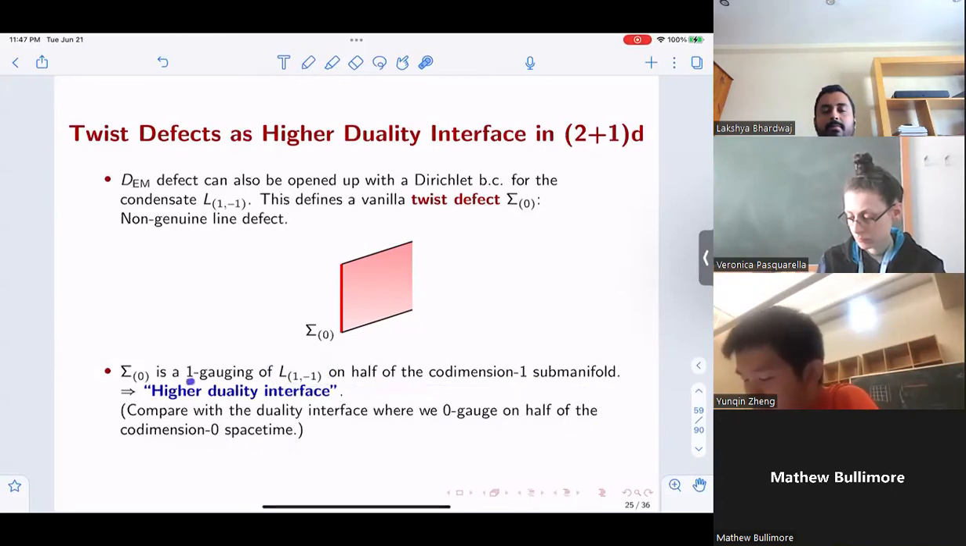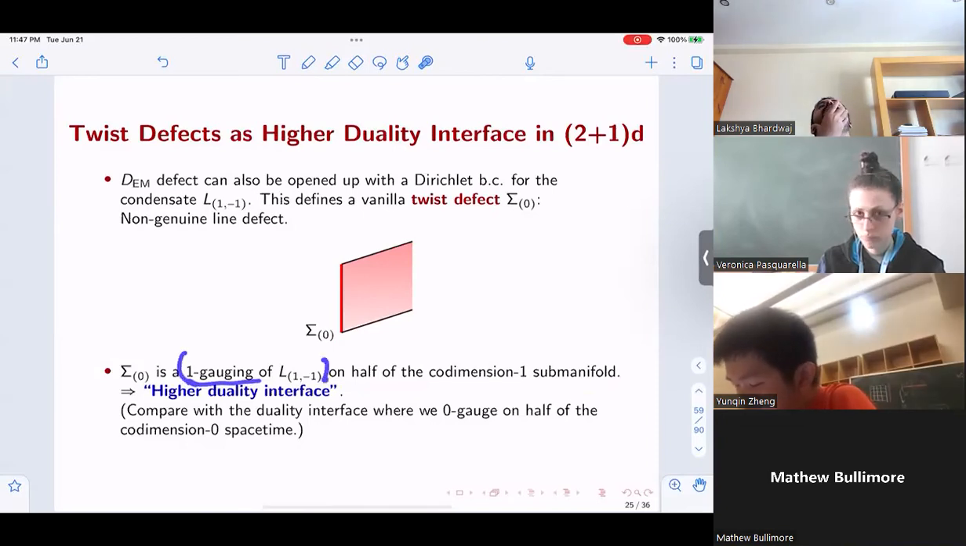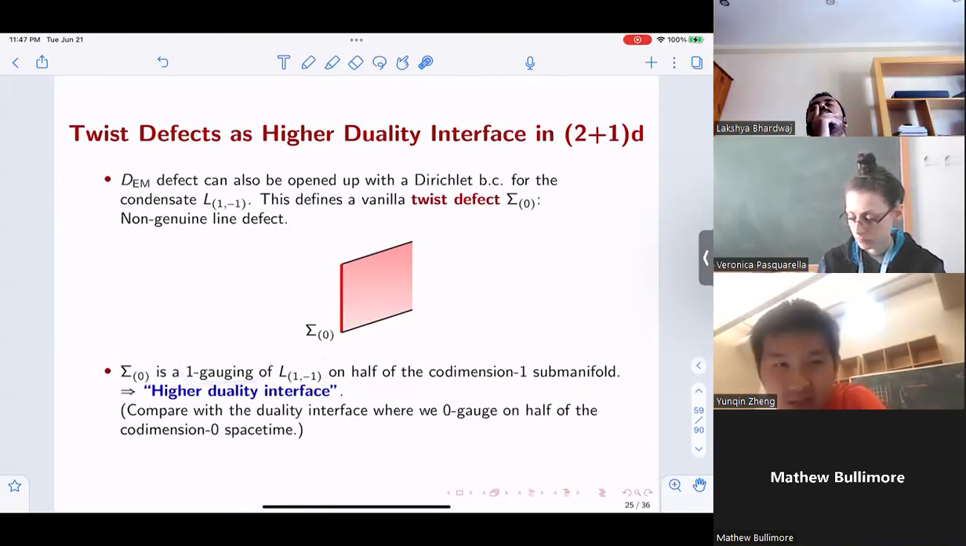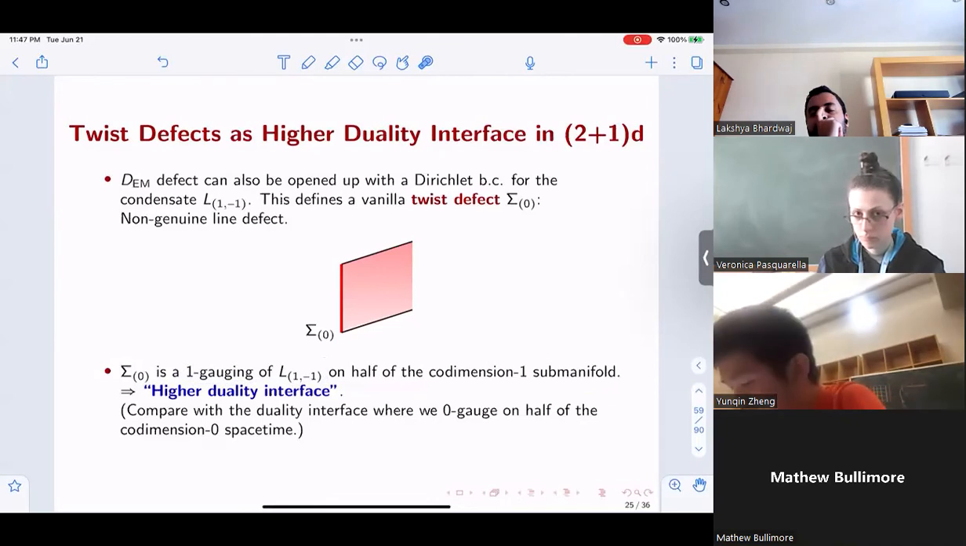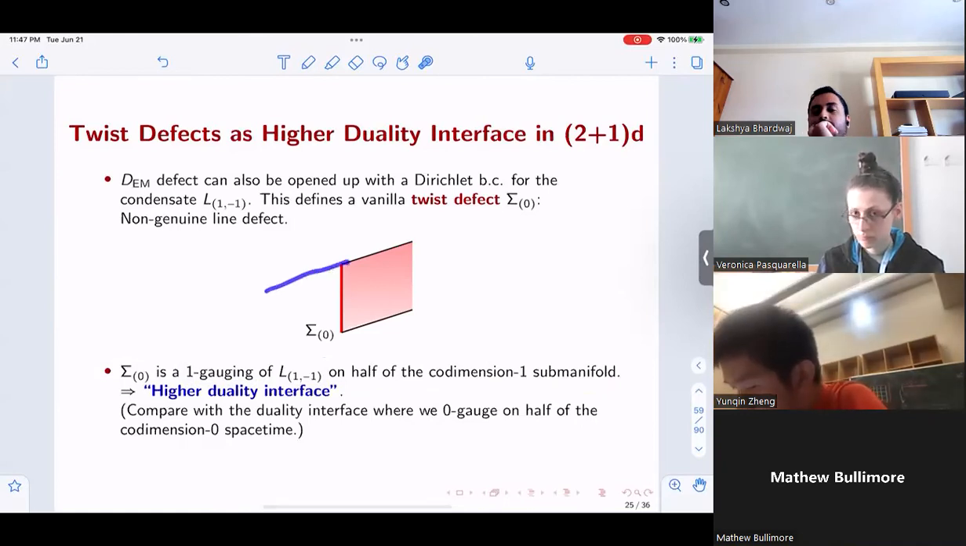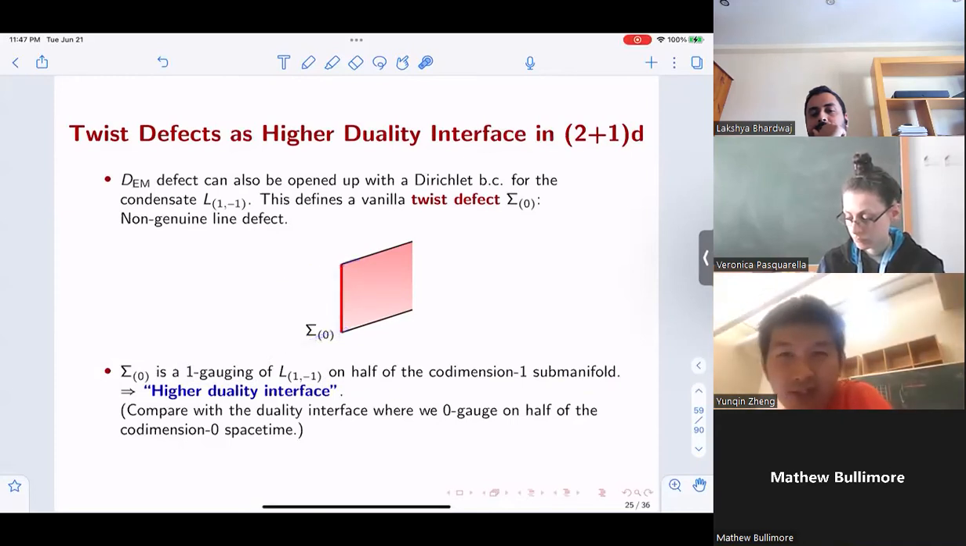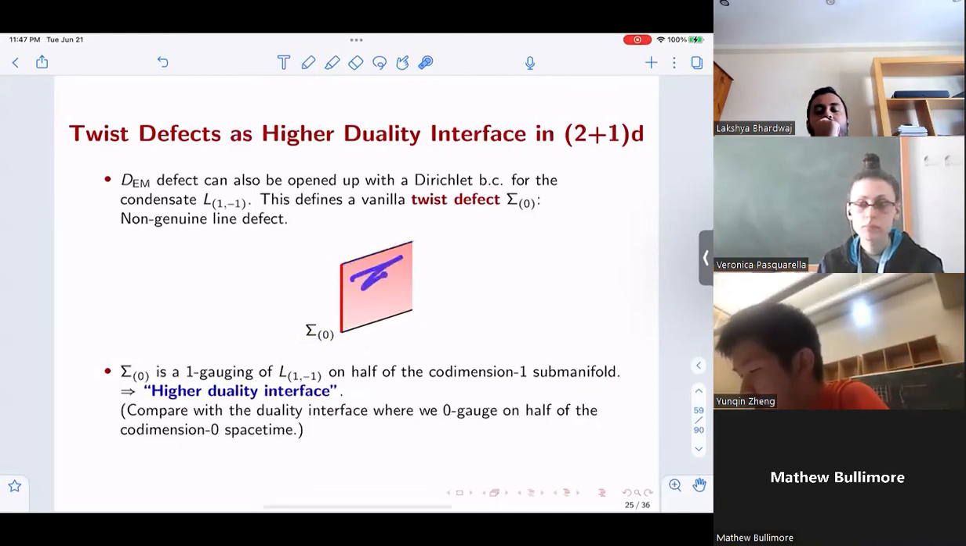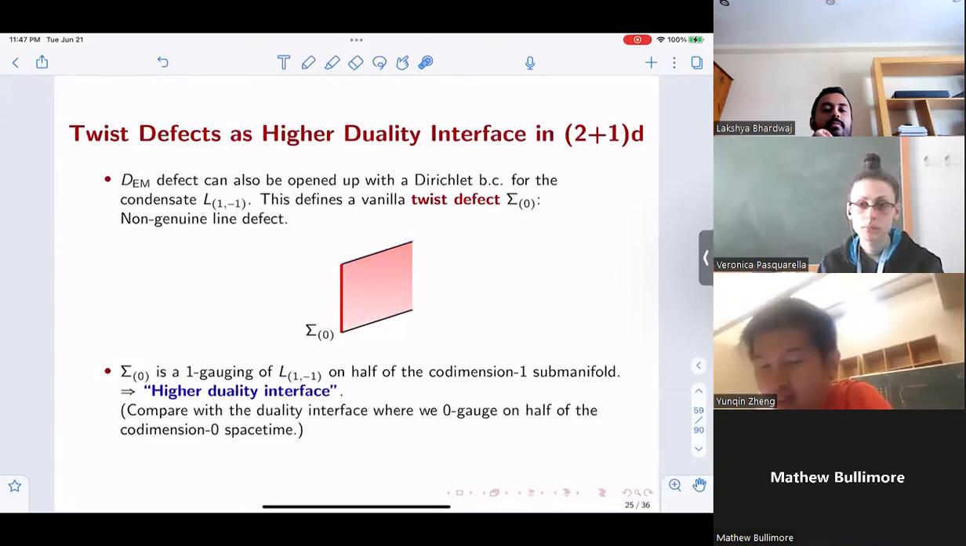So this is the one gauging. This is a combination of higher gauging with the gauge only on half space. So this motivates us to interpret this twisted defect as the higher duality interface. I will not call it a higher duality defect, but rather a higher duality interface, because in this two-dimensional manifold, the left of this line and the right of this line are generally different. But later, we are going to gauge the Z2 EM symmetry so that this surface will be invisible. And then this higher duality interface will become a higher duality defect.